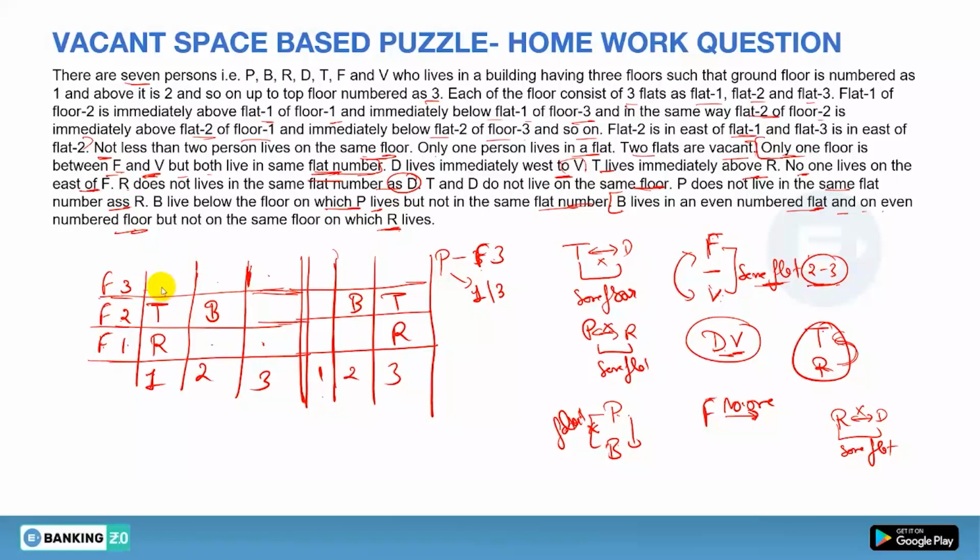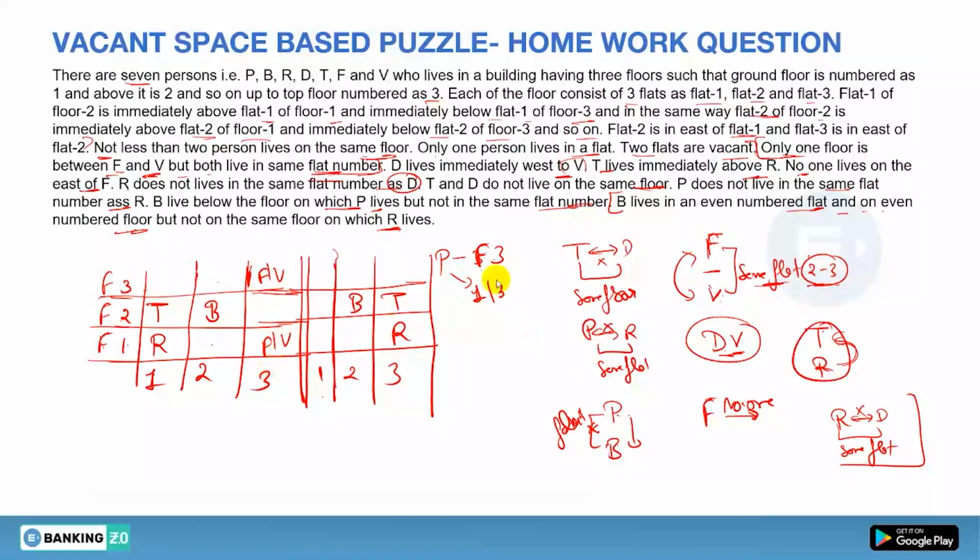But if you take D here, then R and D will be sharing the same flat. That is also not possible because it is given here. Is it clear or not? So it is now obvious that you can't have F and V at these two positions in this case. So it is obvious that they must be here. So now F and V are either possible here or here.